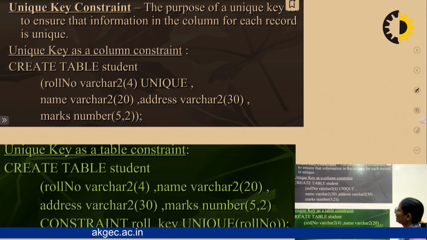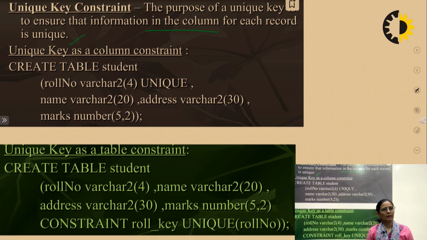So unique key constraint, this is another constraint. The purpose of the unique key is to ensure that information in the column for each record is unique. If you are defining the unique key as a column constraint, this is my attribute name, this is my data type, and this is my constraint. The same syntax which we have seen earlier. So this is how you define a constraint at the column level.